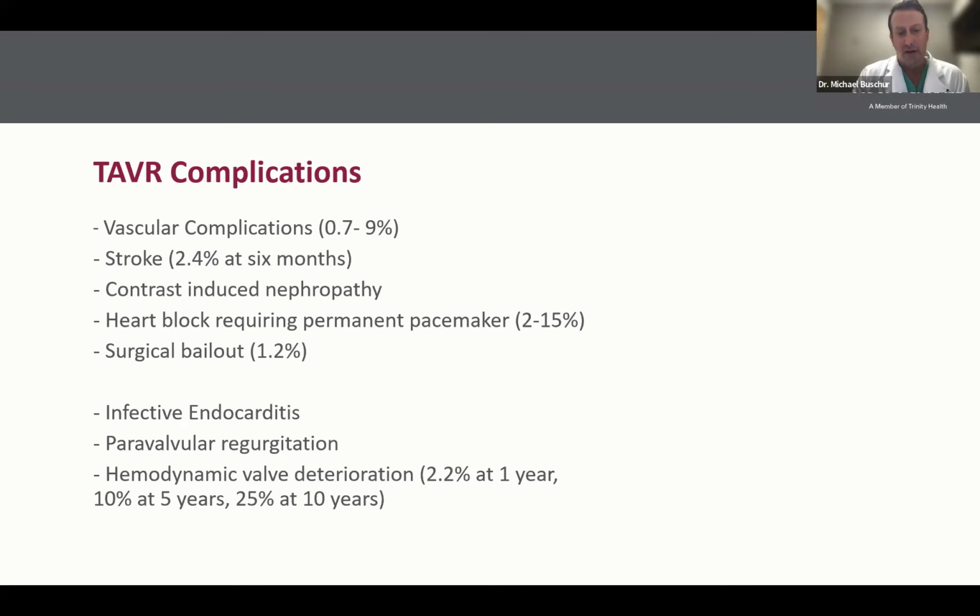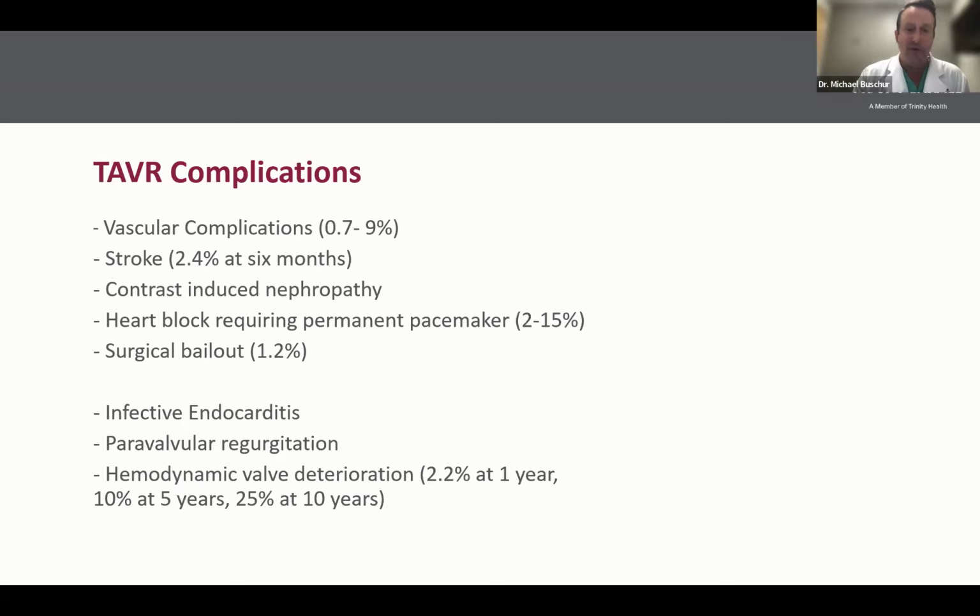And then again, finally, hemodynamic valve deterioration. We know that a mechanical surgical aortic valve replacement is the only valve that will last forever. When we do open heart surgery or the TAVR, these valves last about 10 years on average. And again, not from anything patients are doing right or doing wrong. It's just the way the valves are made. And about 25% of TAVR valves at 10 years fail and need to be replaced.